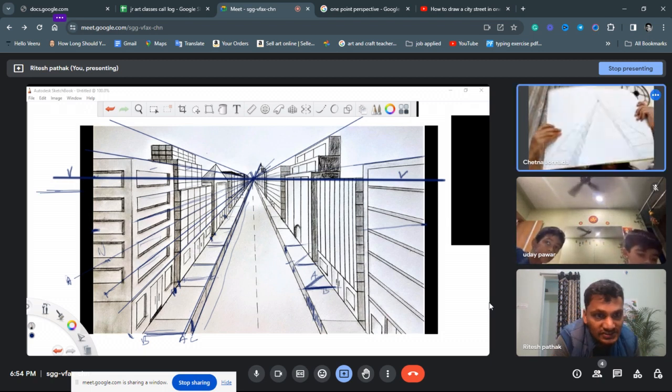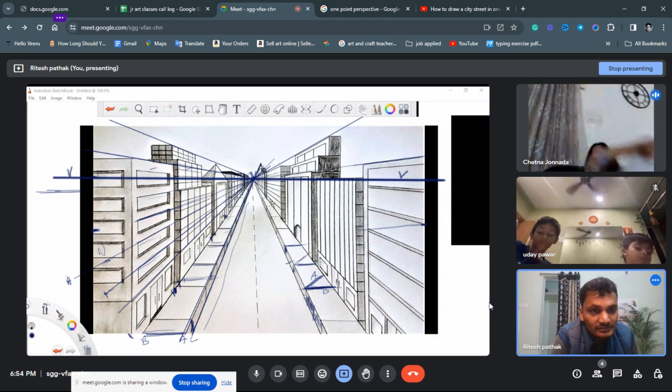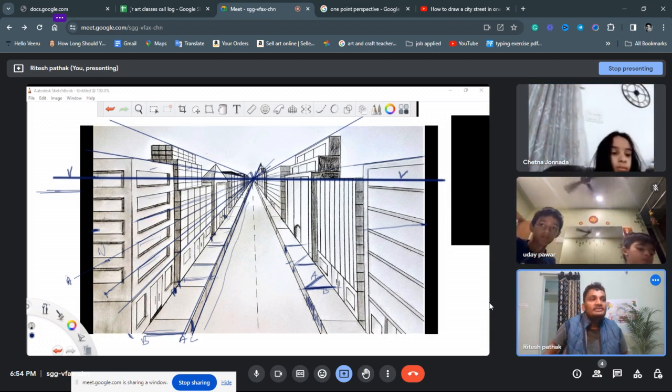Is this drawing now? Yes, this is good now. Very good, Chetna. Now do the houses.